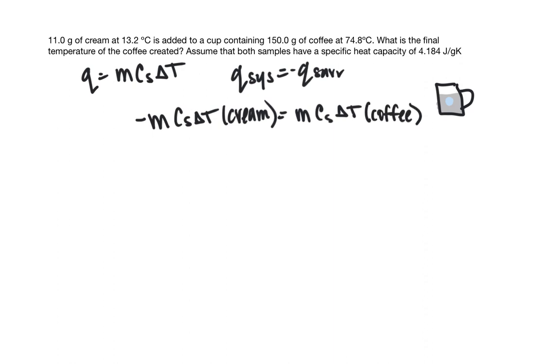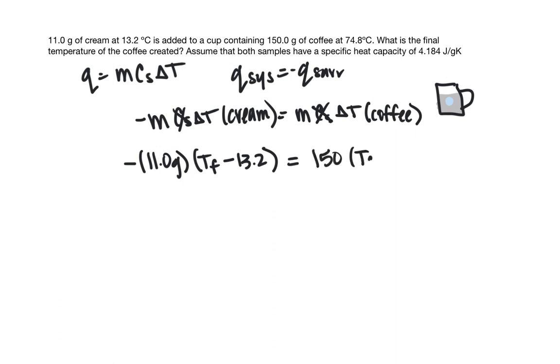And then the problem says both have the same specific heat capacity, so I'm going to cancel those out, and we have negative 11.0 grams times delta T, which is T_f minus 13.2. And that equals 150 times T_f minus 74.8.